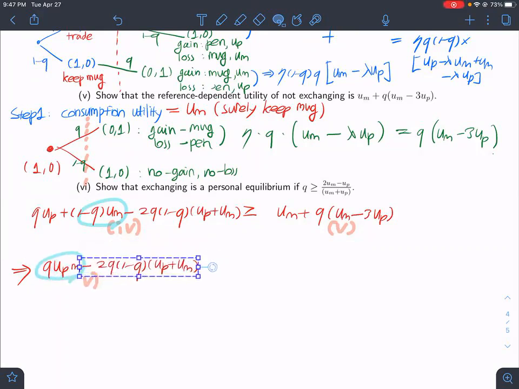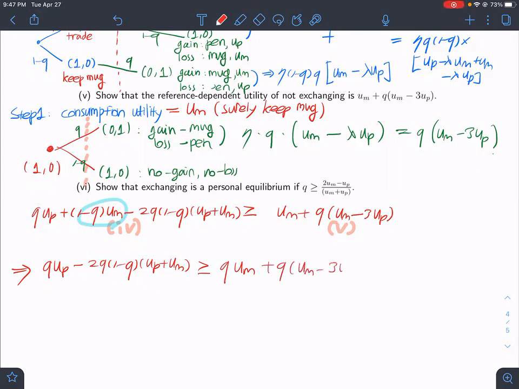Paste. Not pasted well. Okay. And then at the right hand side, UM is cancelled. We have QUM plus QUM minus 3UP.